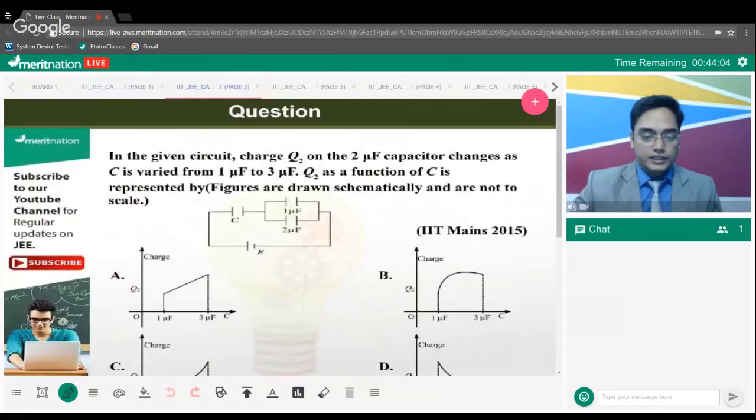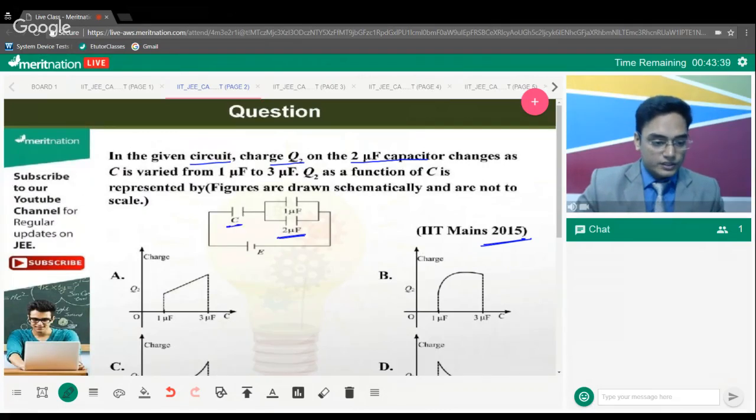this IIT JEE Main 2015 question. Here it is given that in the given circuit, the charge Q2 on the 2 microfarad capacitor changes as C varies from 1 microfarad to 3 microfarad. This is C, and its value is changing from 1 microfarad to 3 microfarad. Now, Q2 as a function of C is represented by.